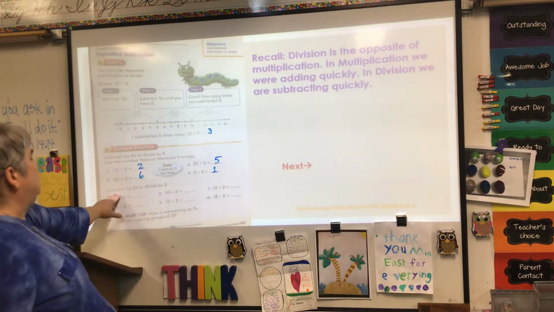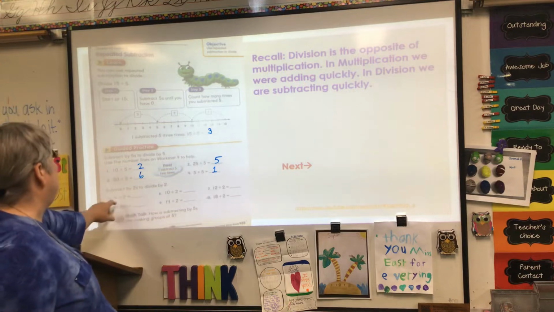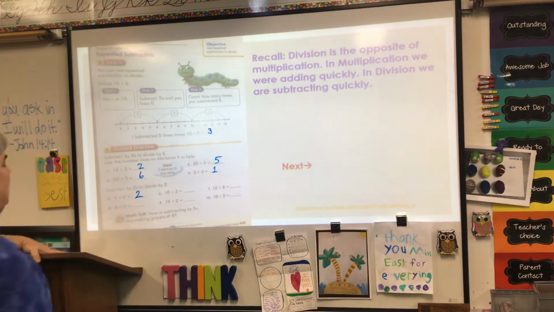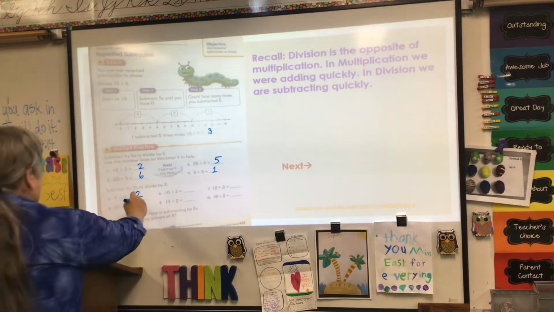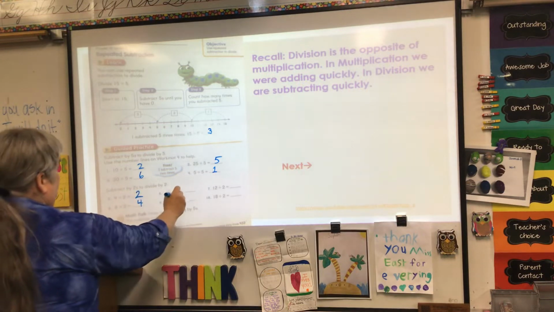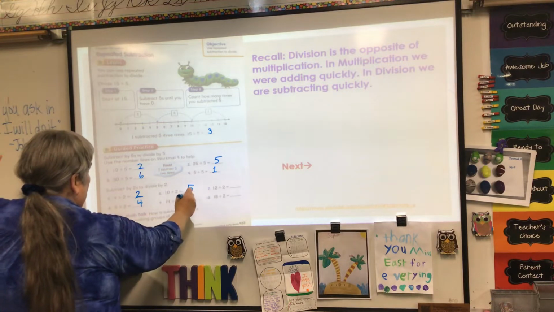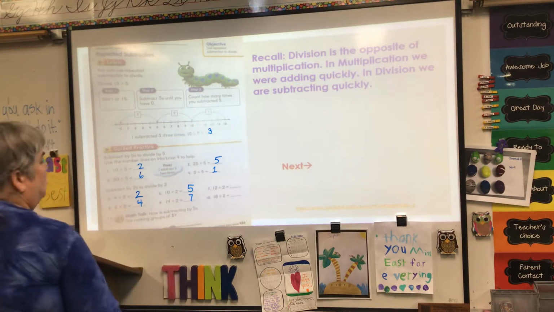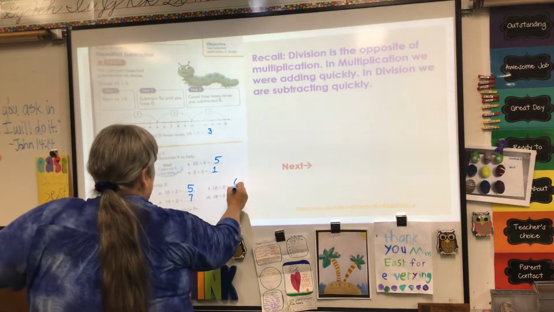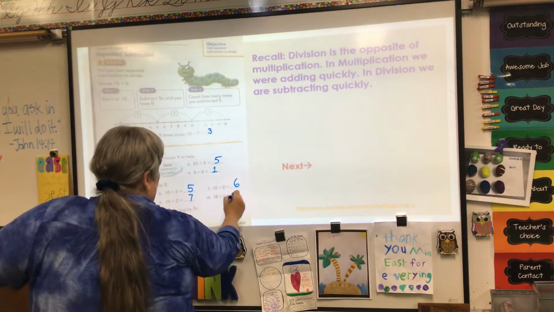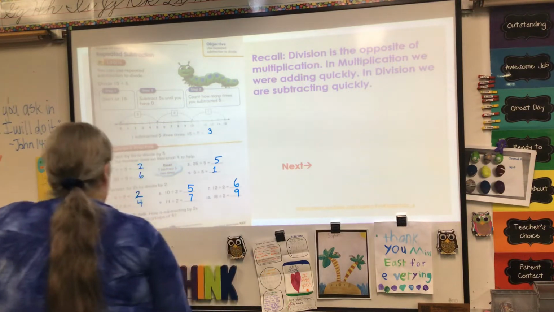Okay, so now they would like you to subtract 2s. 4 divided by 2 is 2. 8 divided by 2 is 4. 10 divided by 2 is 5. 14 divided by 2 is 7. 12 divided by 2 is 6. And we did this yesterday. 18 divided by 2 is 9.